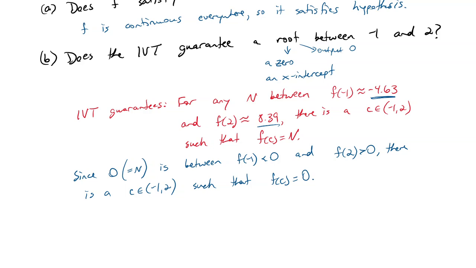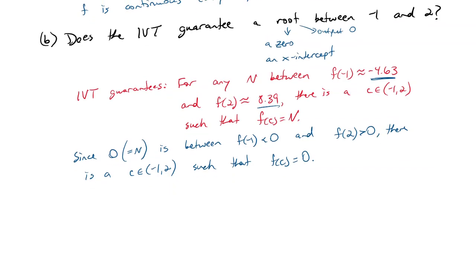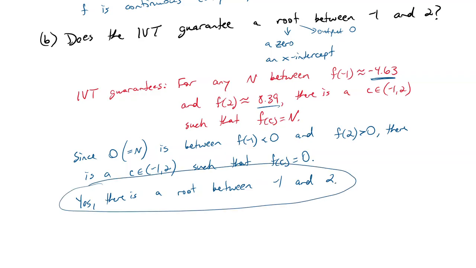You can pick any n you want between f of -1 and f of 2, and this will be true. In this particular case, we're picking 0 because we're looking for a root. So the answer is yes, there is a root between -1 and 2. Okay, I hope that makes sense.